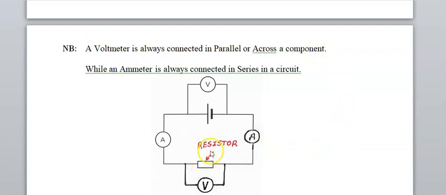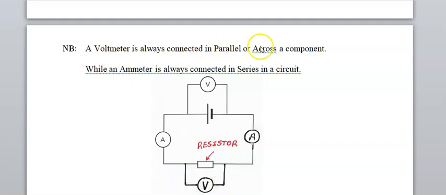Similarly, down here we have a component known as a resistor. Now, a resistor can be anything that allows electric current to flow through it. It can be a piece of wire, it can be an electric motor, it can be a bulb, it can be any type of electrical component. And if we wish to measure the voltage between the ends of this resistor, we again place our voltmeter in parallel with it, between the ends of it.